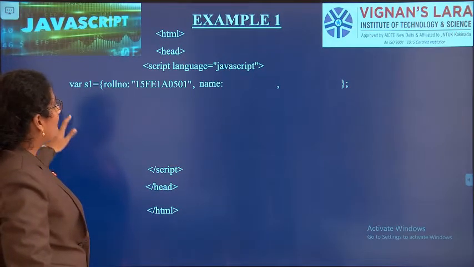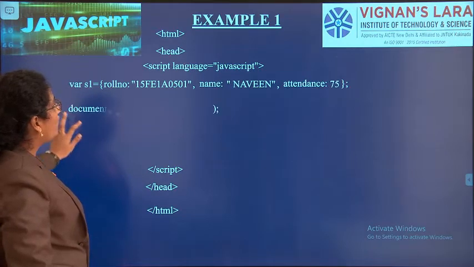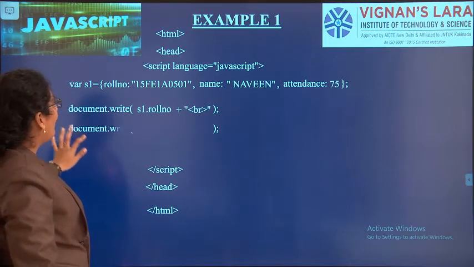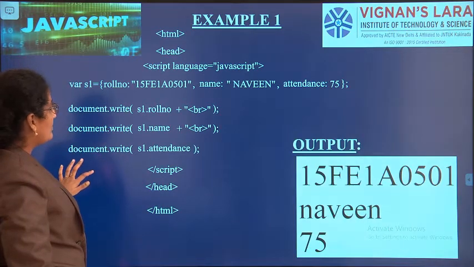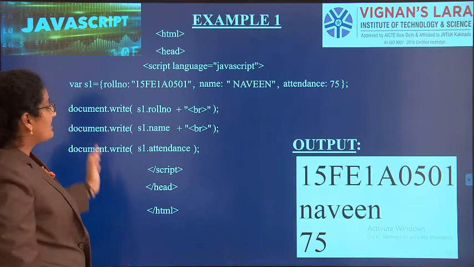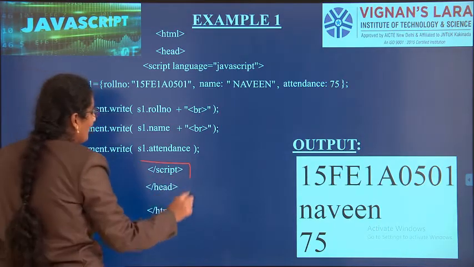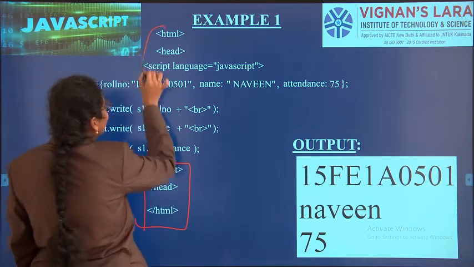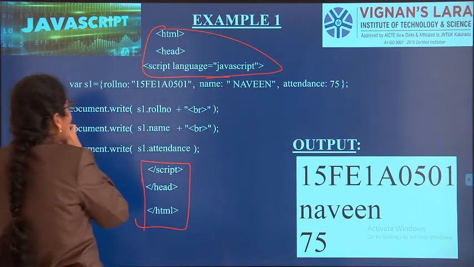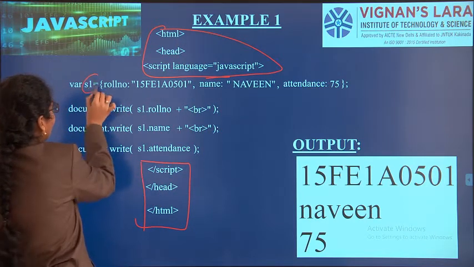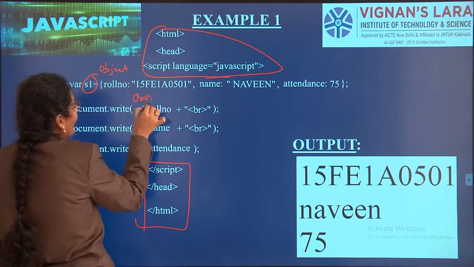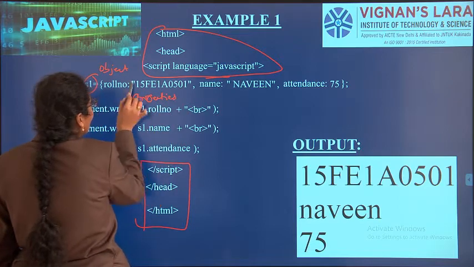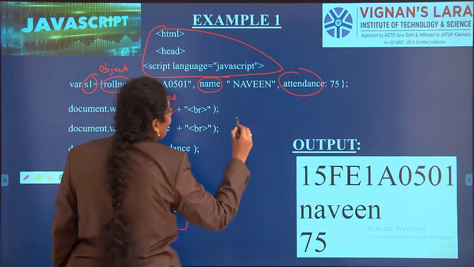See the example program, how it comes step by step. Say I have created 501, and I have given name as Naveen, and attendance. I want to print that roll number and name, attendance also. So that will be the output. If you see the program, I am not going to talk about all these opening tags and scripting languages. I just wanted to talk about creating the object, that is S1. For this object I have given the properties. What are the properties of this object? Roll number, name, attendance. 3 properties we have.